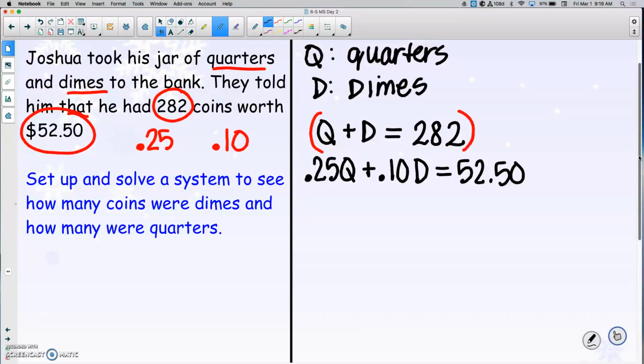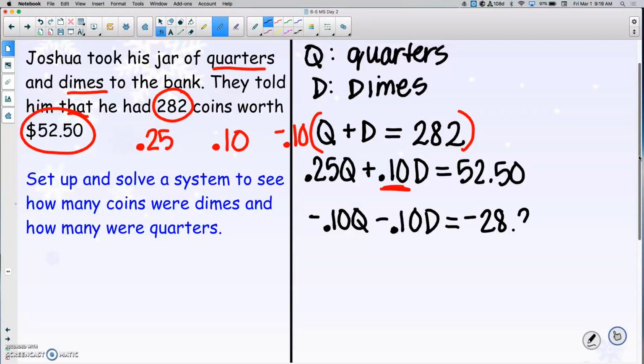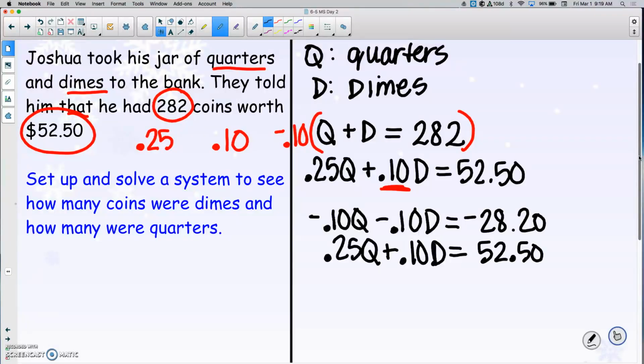Now, to multiply, the opposite of 10 cents is negative 10 cents. So I'm going to distribute negative 10 cents on my first equation. So we haven't seen anything like this yet. So look at these values. If I multiply 282 times negative 0.1, I get negative 28.2. Okay, keeping my second equation the same, then I can add these together, and I've canceled out the letter D.